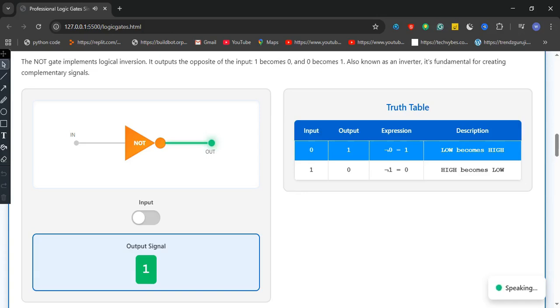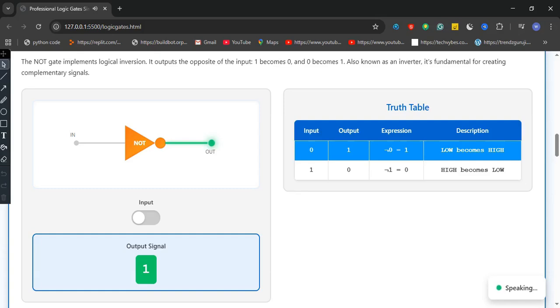The NOT gate follows the rule, output equals NOT input. In Boolean algebra, this is represented as y equals NOT A or y equals A with a bar over it. The NOT gate is fundamental for creating complementary signals and logical negation.